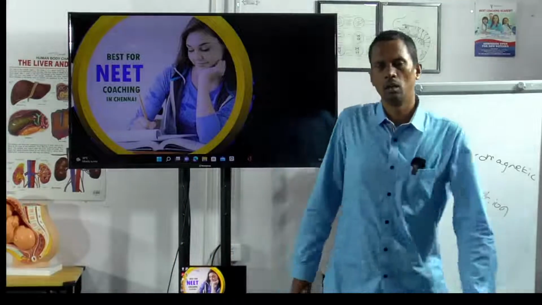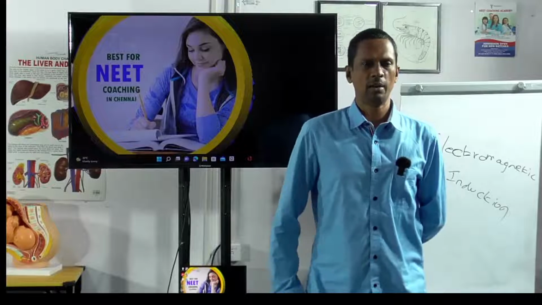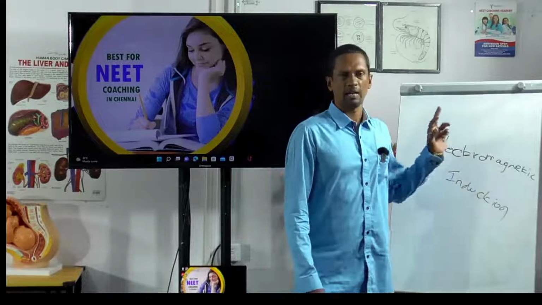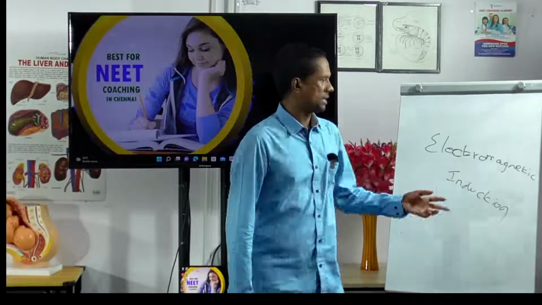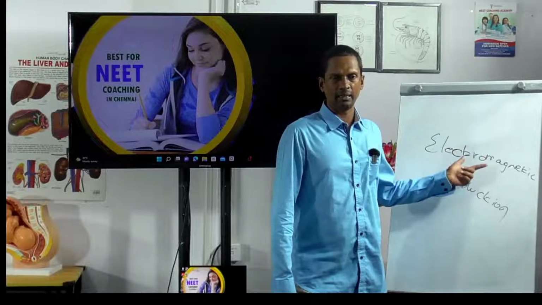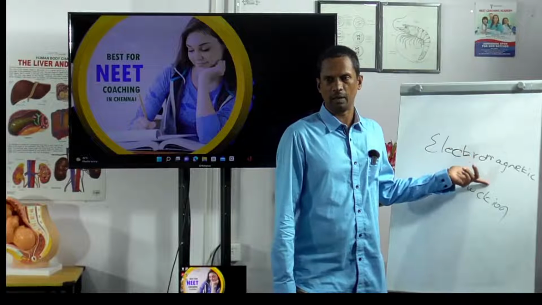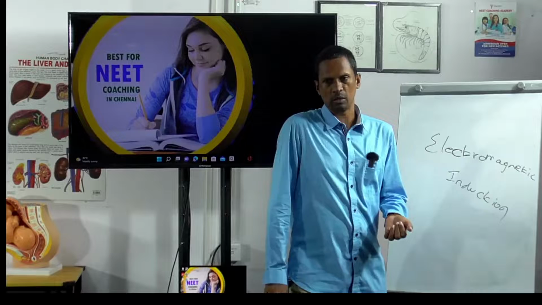Now we are going to the important chapter, electromagnetic induction. When I say electromagnetic, electricity is connected with the magnetic. You know very well, electricity and magnetism are perpendicular. This is the theory. Already they proved this theory also: electricity and magnetism are perpendicular.